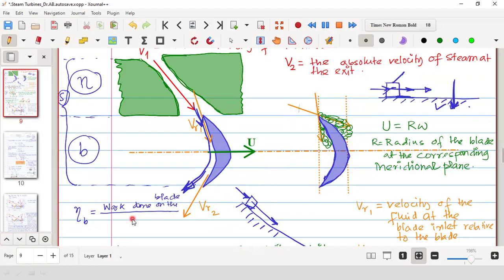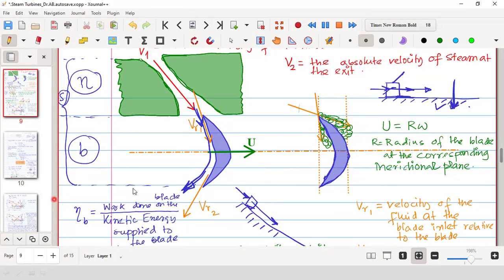So the blade efficiency is the work done on the blade divided by the total kinetic energy at the entry to the blade, that means the kinetic energy supplied to the blade. Now, we have to understand this work done on the blade.